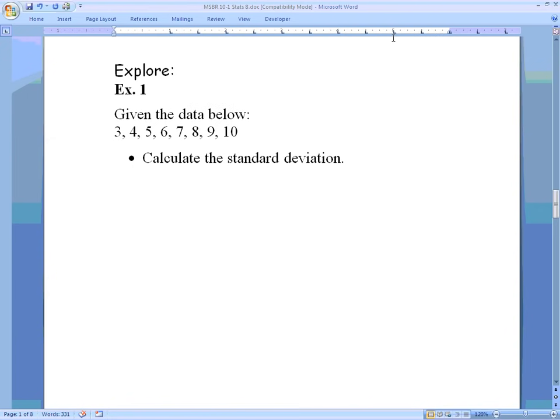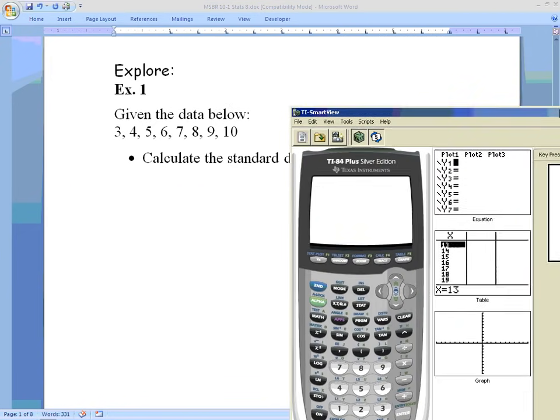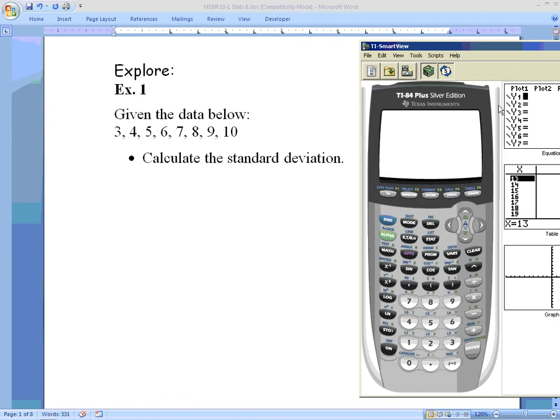And we're going to go to Stat Edit, and we're going to enter in all of our data. So we go to Edit. I have some stuff in my list, so I'll clear those out. And now I'll just enter in my numbers. 3, 4, 5, 6, 7, 8, 9, and 10. All right, so I've entered in my values. I have no frequencies, so I don't need to put in a second list.